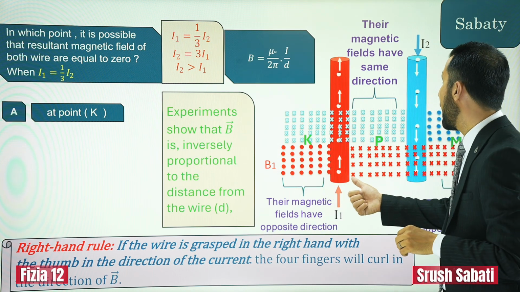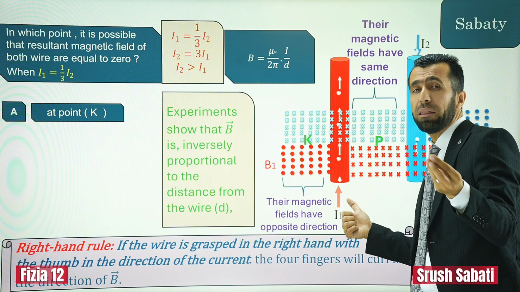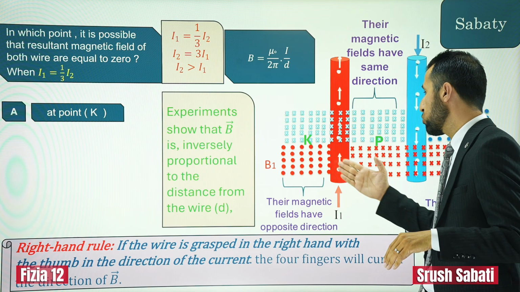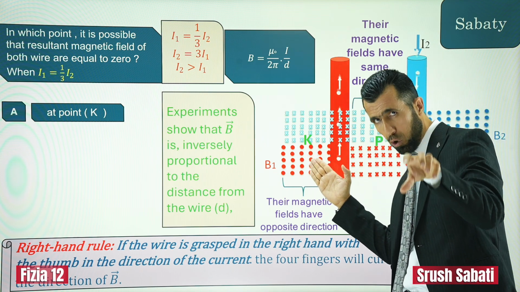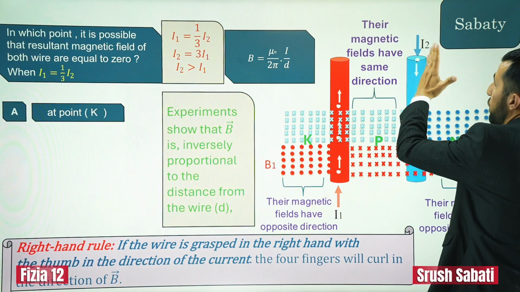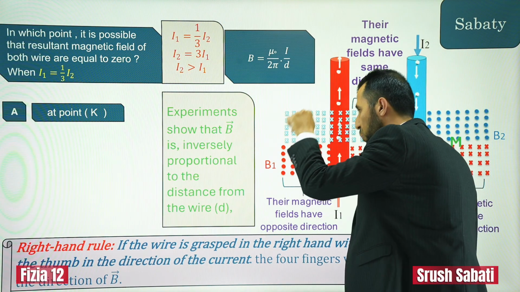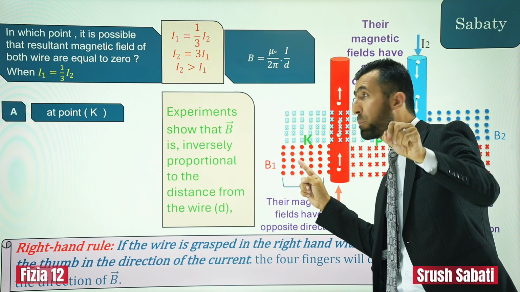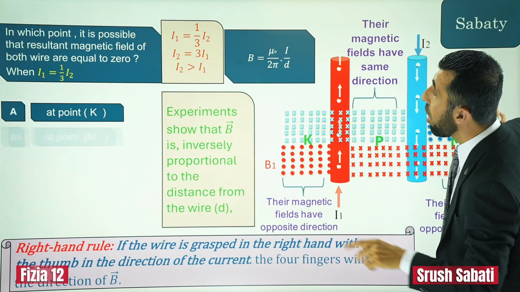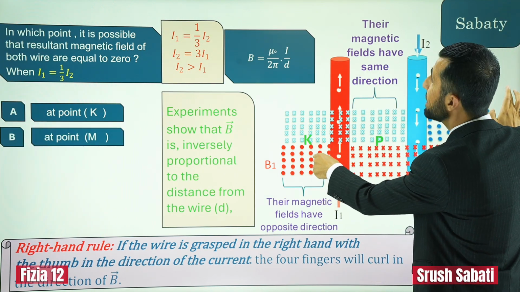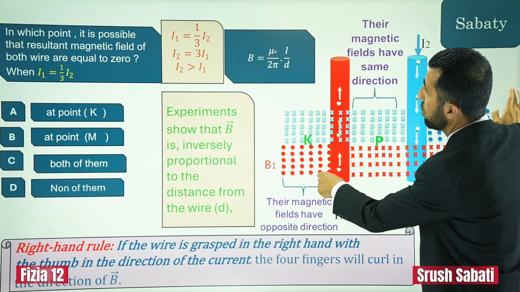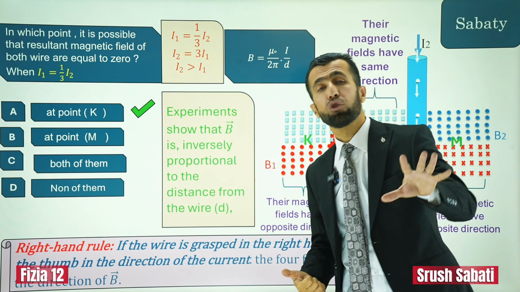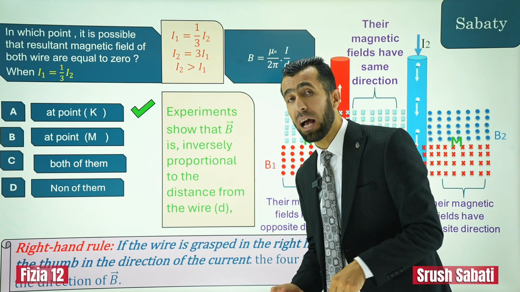Okay, so at wire 1, because the magnitude of current passing through wire 1 is so small, its magnetic field is also small, and the magnetic field of wire 2 also decreases. So both magnetic fields at point K are equal but in opposite directions. So the resultant magnetic field at point K is equal to 0. This is the best answer.